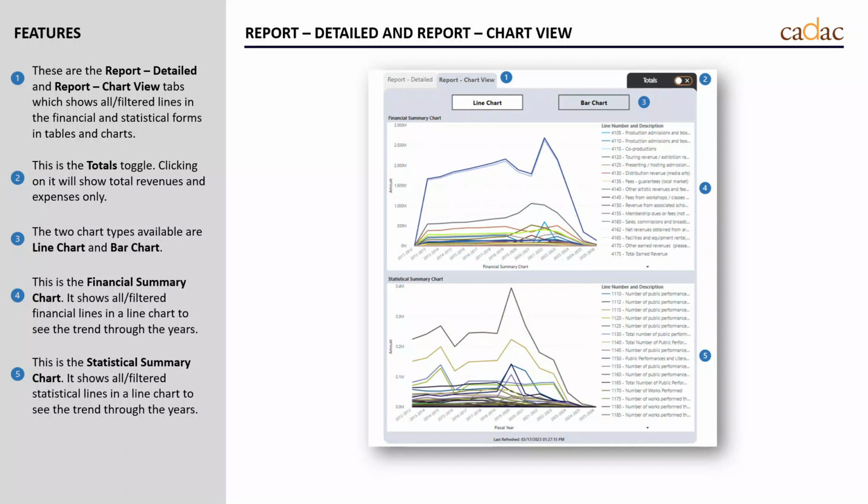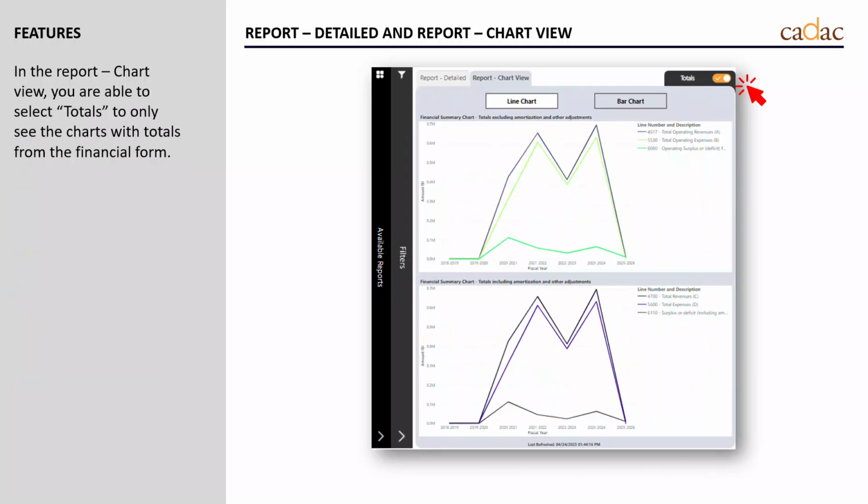Please keep in mind that you can use the Filters panel to select a custom combination of financial and statistical lines from either form as well. Next, there are 2 buttons, one for line charts, which we are viewing here, and another for the bar chart view, which we will show in a moment. The charts themselves show a summary of financial data at the top, and the lower chart shows statistical data.